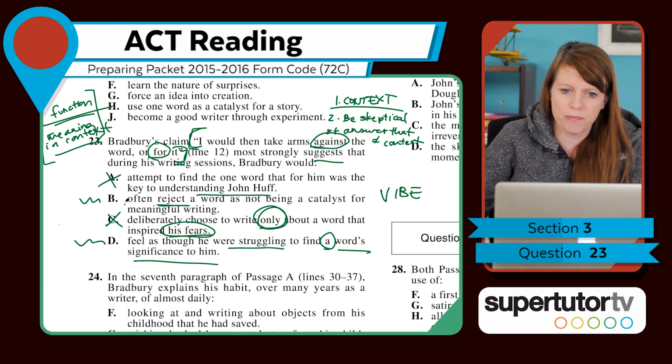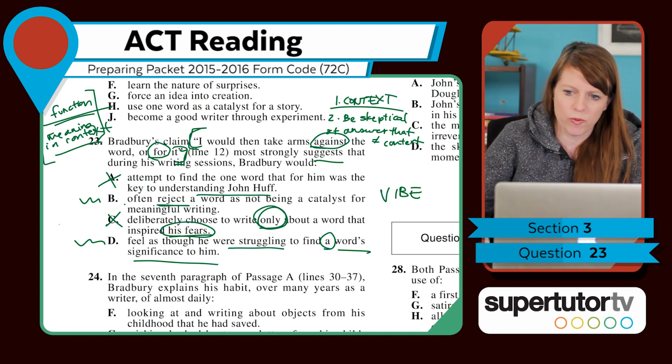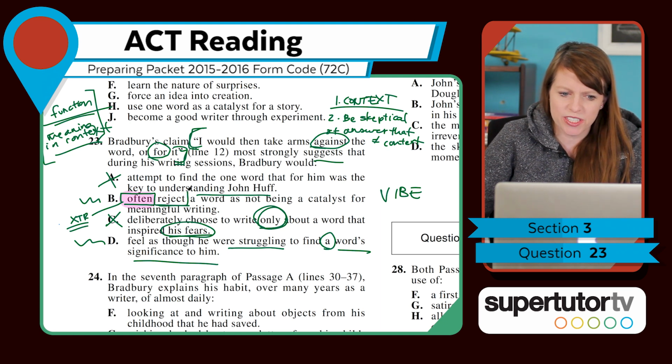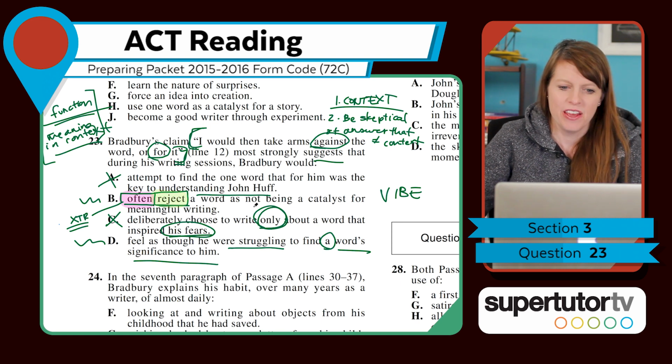"Often reject a word." So I'm going to break down B a little bit, one word at a time, okay? We're going to take it word by word. Often. What does often mean? Often means a lot. So this is a little bit of an extreme word, right? So I'm going to mark my extreme words. Reject. What's the tone of reject? The tone of reject is negative. I'm going to make it green. Reject. "As not being a catalyst for meaningful writing."